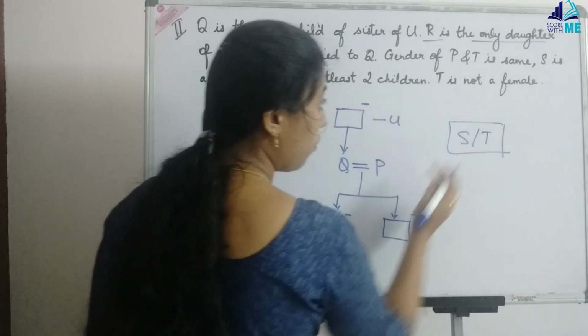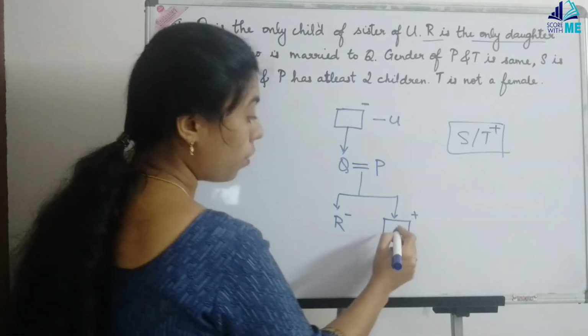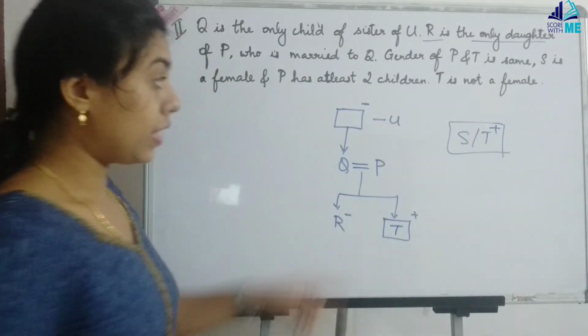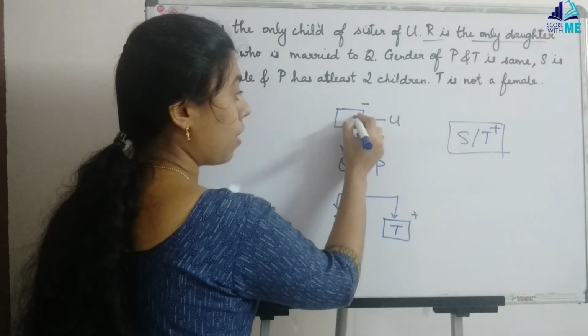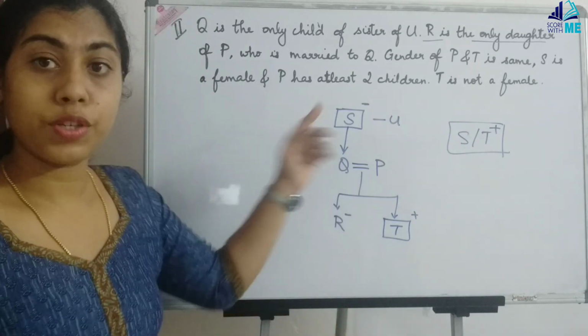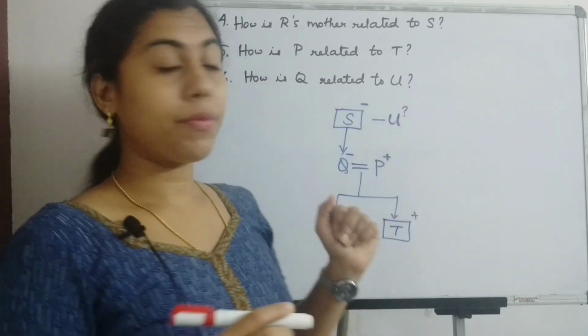T is not a female implies T is a male. Here we need a sister, and since T is not a female, T cannot come here. So the leftover is S, and S should fit over here. Once we are done with the family tree, we can get into the sub-questions.